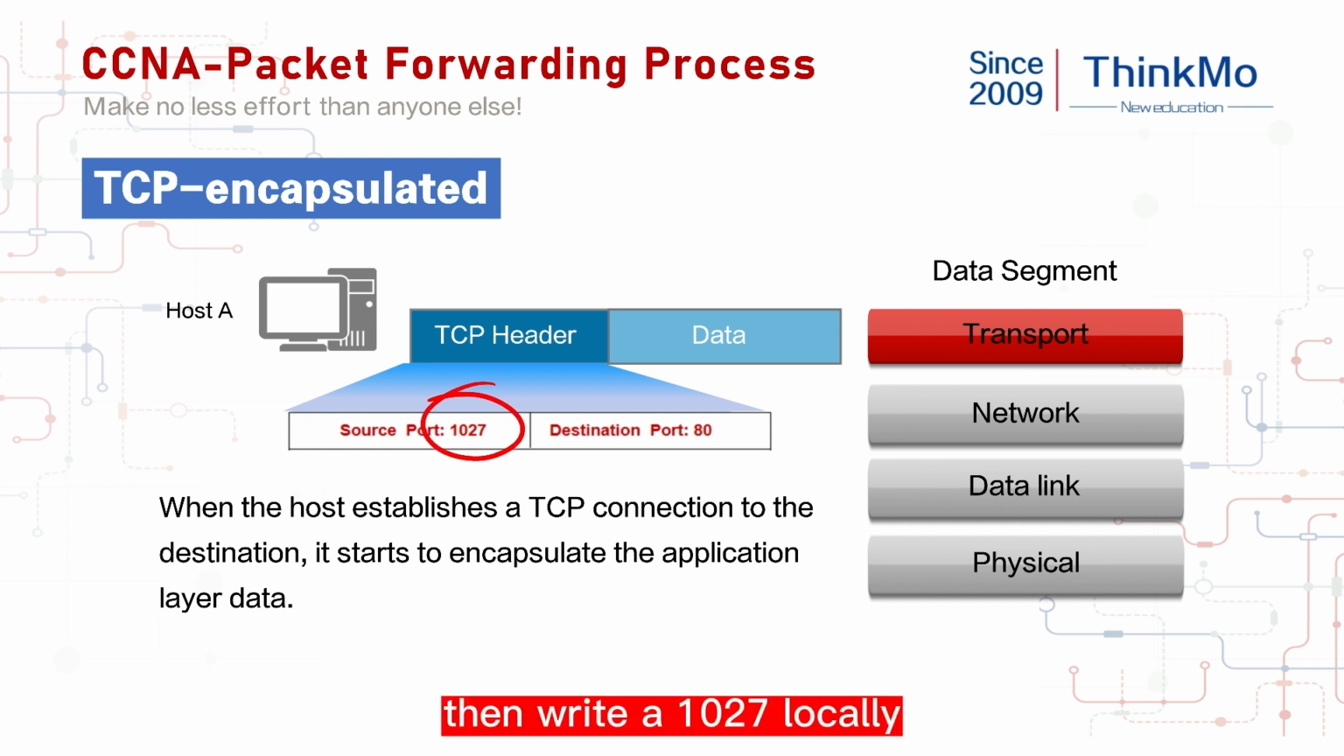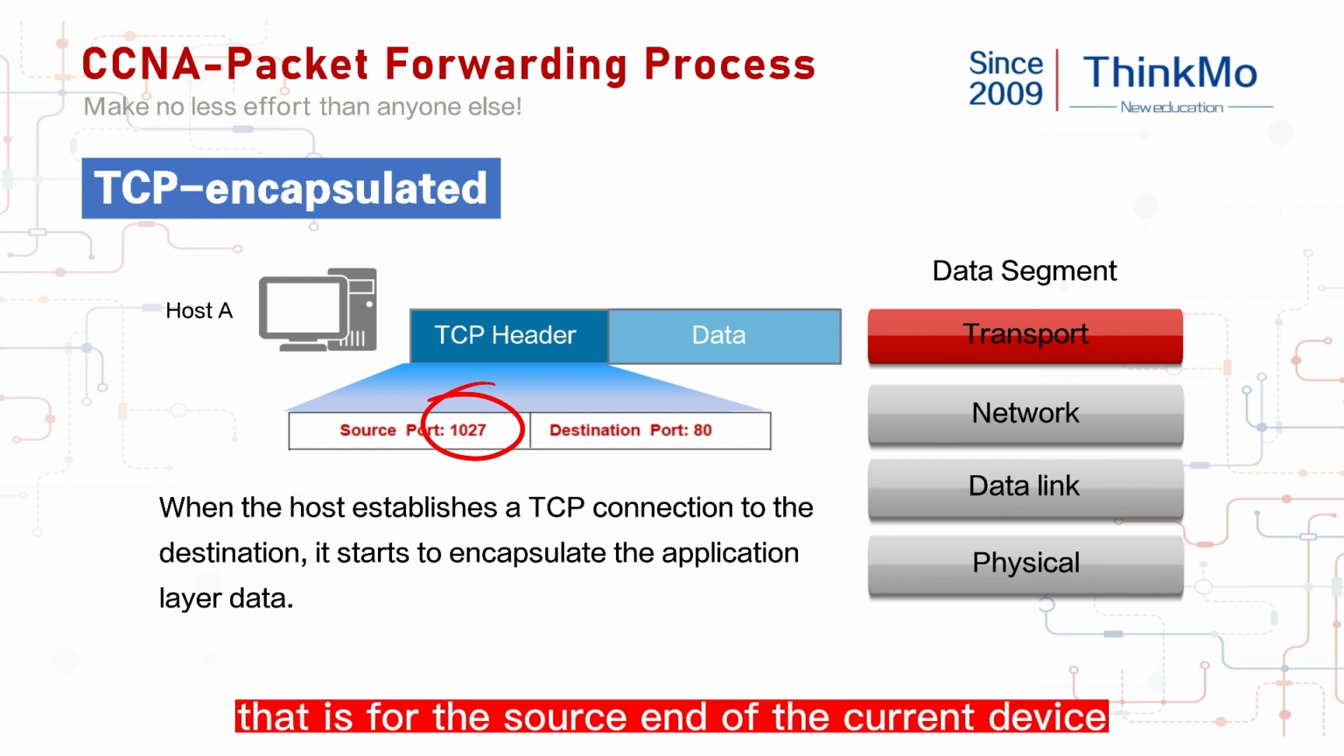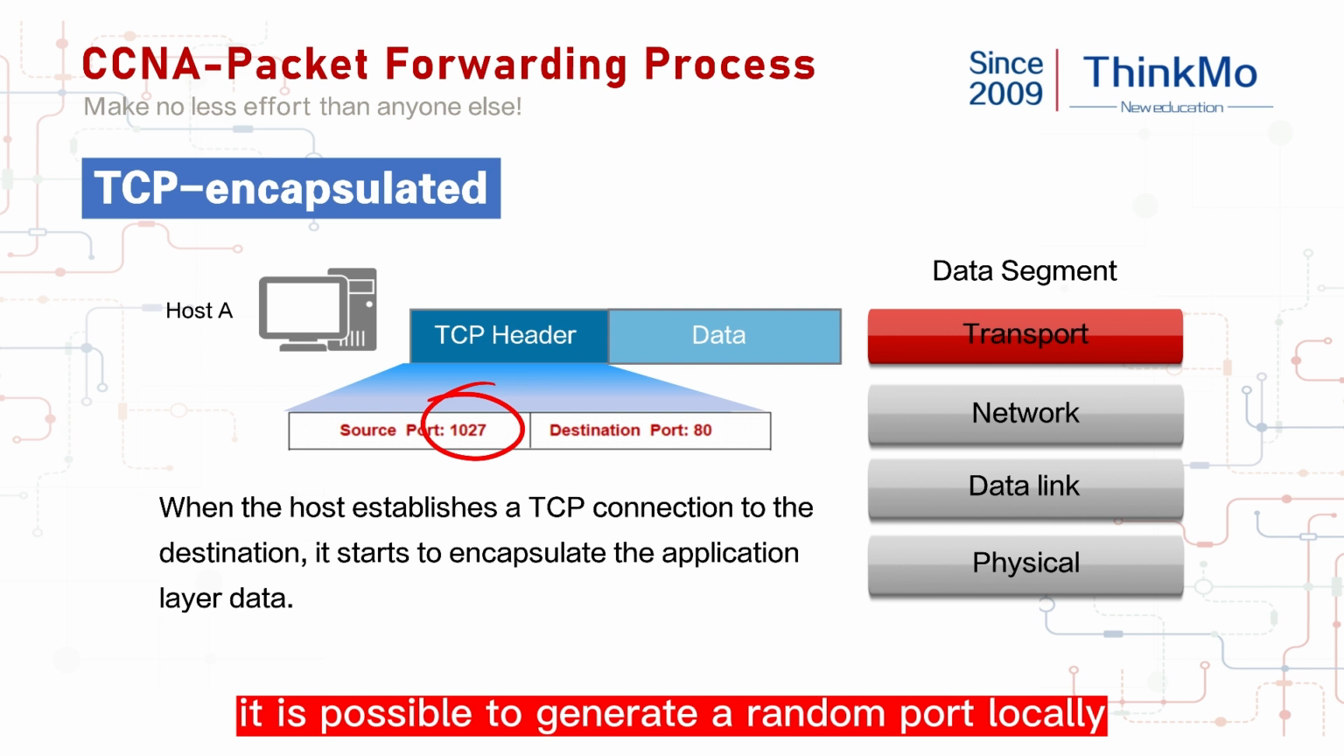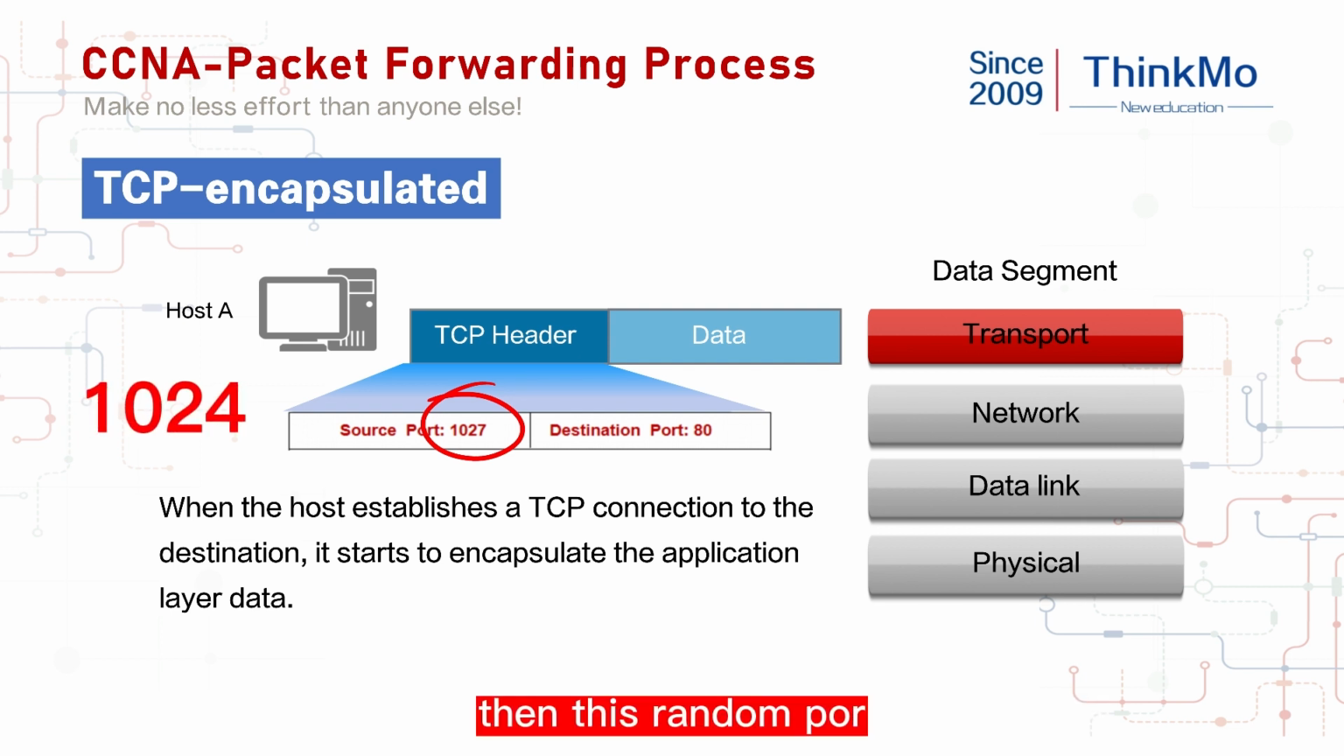Then write a 1027 locally. This is randomly generated, that is, for the source end of the current device. It is possible to generate a random port locally. Then this random port must be greater than or equal to 1024. Then locally initiated, it may be greater than or equal to 1024.